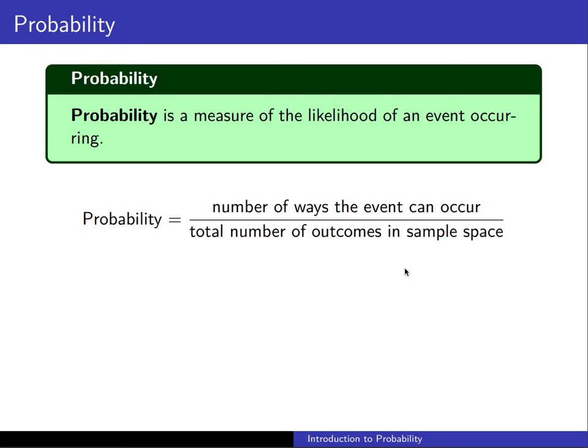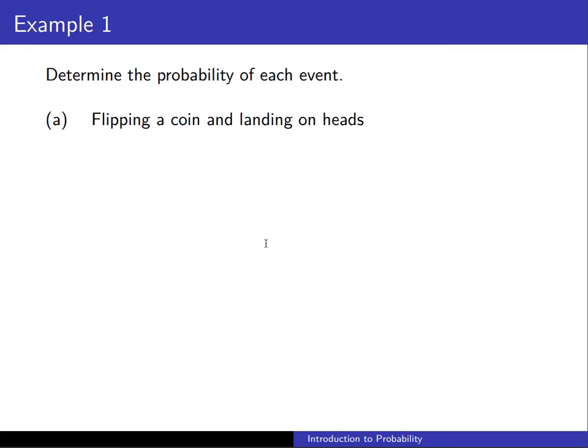So, for instance, if we were drawing a card, there are 52 cards in the sample space. So we'd start with 52 in our denominator. And then if we wanted to, let's say, draw an ace, there are 4 aces in the sample space. So 4 out of 52, which we could then reduce to 1 out of 13. So probability is just a measurement of the likelihood of an event occurring.